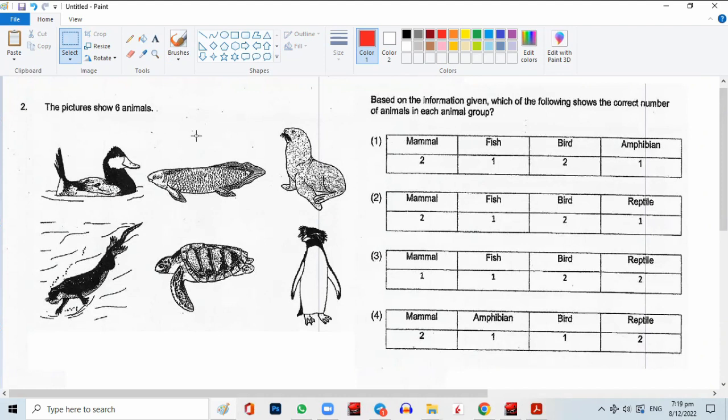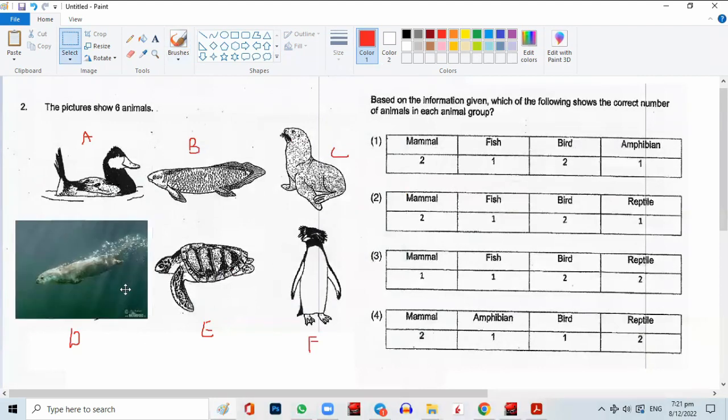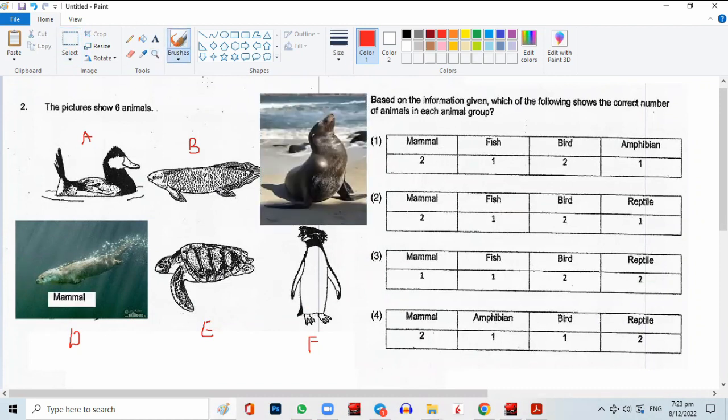Moving on to question number 2. The picture shows 6 animals. Based on the information given, which of the following shows the correct number of animals in each group? You know what mammals are, right? Mammals are covered with hair. D is a mammal, the otter diving. What else is a mammal? This is your C, a seal, a mammal as well. It's covered with hairs. There are 2 mammals here. So number 3 is wrong.